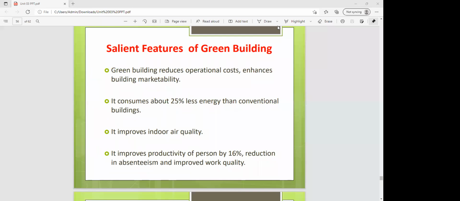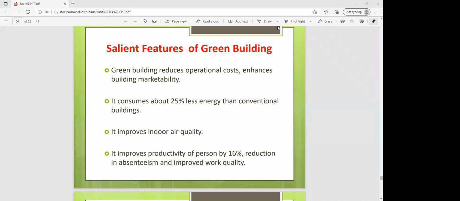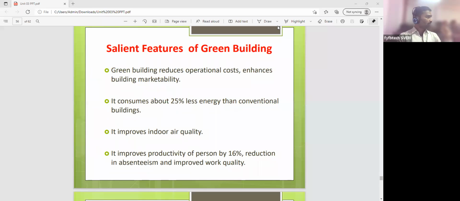Okay. This 25% is important. So green building consumes dash percent less than the conventional building. How many percent? 25% less energy. Then the occupants in a green building, it improves the productivity of the person dash percent than the normal conventional building: 16%. Okay, these two are important.